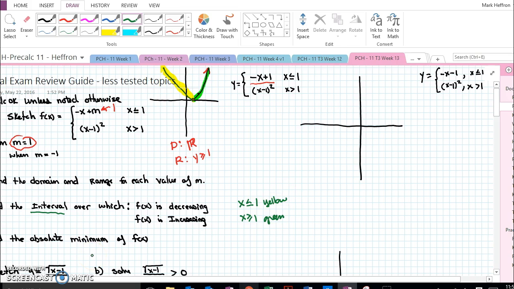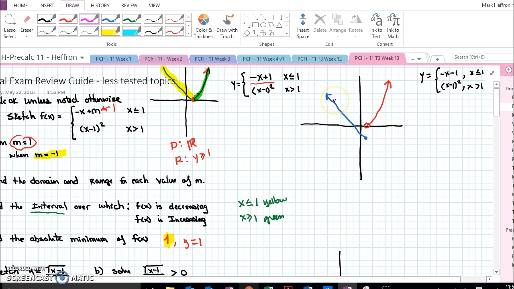Lastly, you're asked, what's the absolute minimum? Well, the absolute minimum is the lowest it ever gets. So that would be 1, or you could say y equals 1. But for calculus next year, I'm going to encourage us to just say 1.